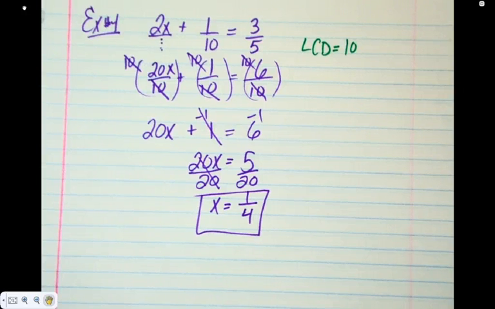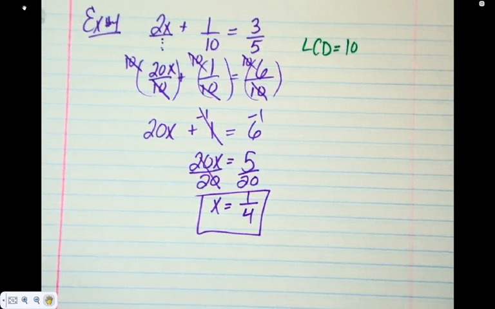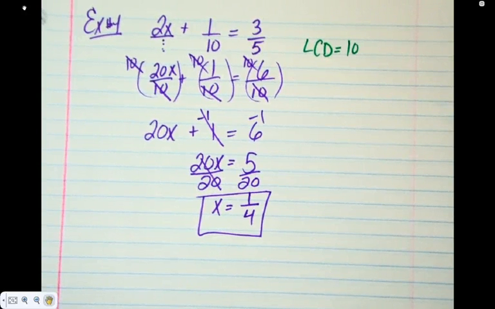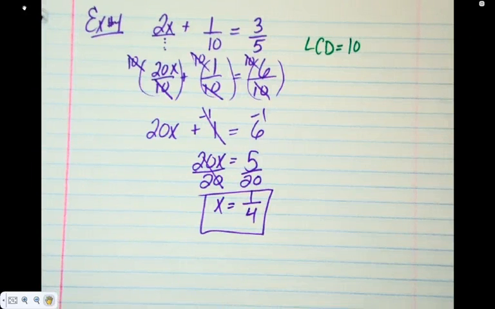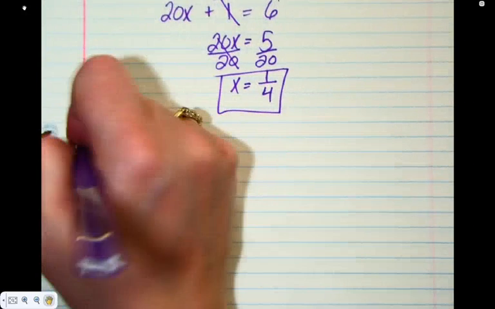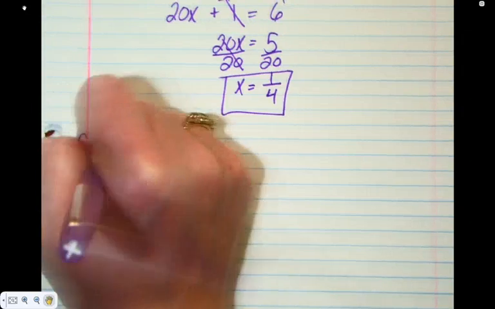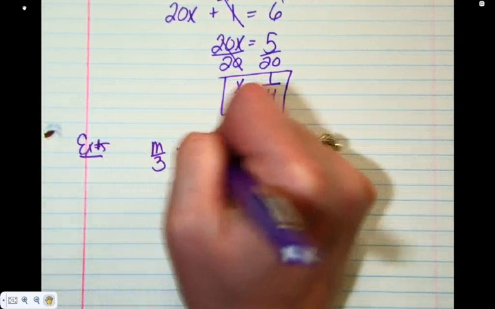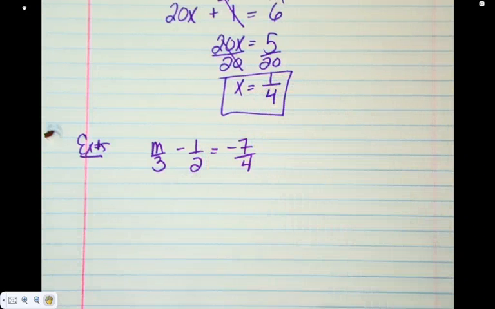Put every term over the LCD, multiply by the LCD, solve it as normal. The purpose of the first two steps was just to get rid of those fractions, so we didn't have to deal with them. Let's do another one with a bunch of fractions. m divided by 3 minus a half equals negative 7/4.